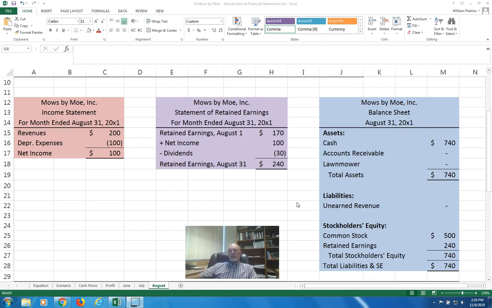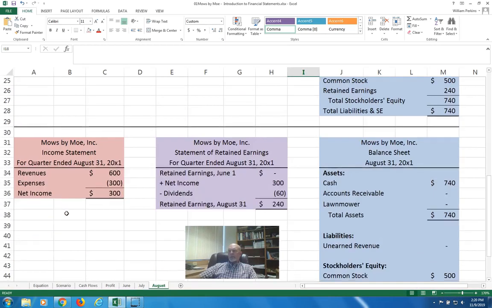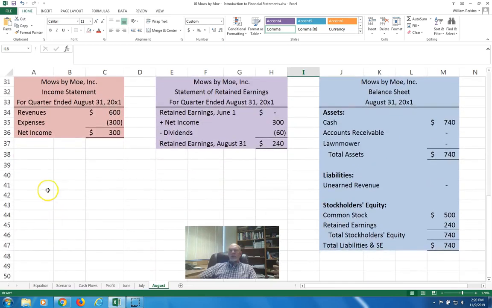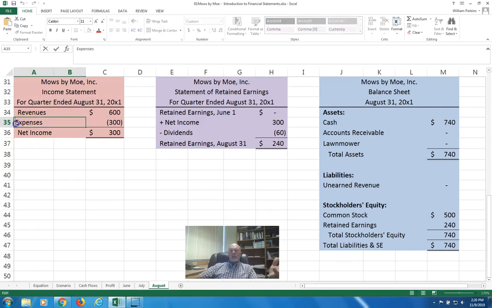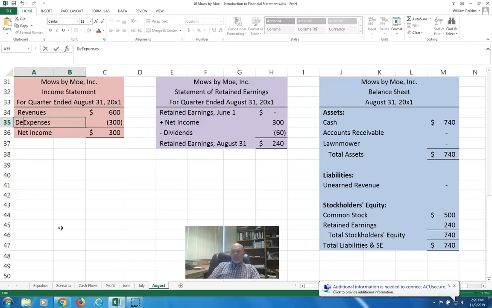So we've prepared financial statements for each month. What if we prepared income statements for the entire summer? So if we want an income statement for the 3 months ended August 31, I've got those down here. So here would be the financial statements for the entire summer, the quarter ended August 31. We had revenues of $600 throughout those 3 months, minus the expenses. And again, you should be specific.